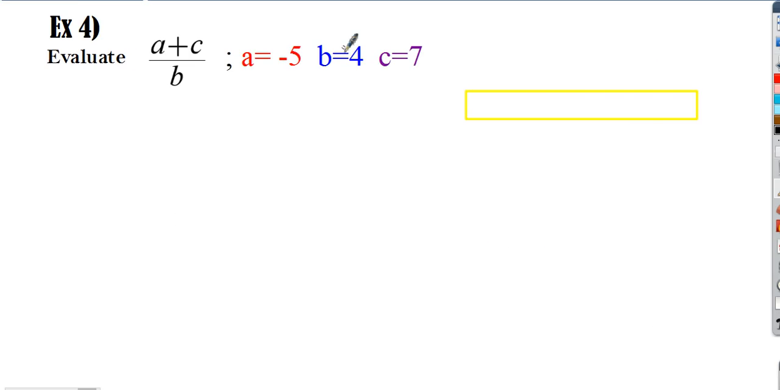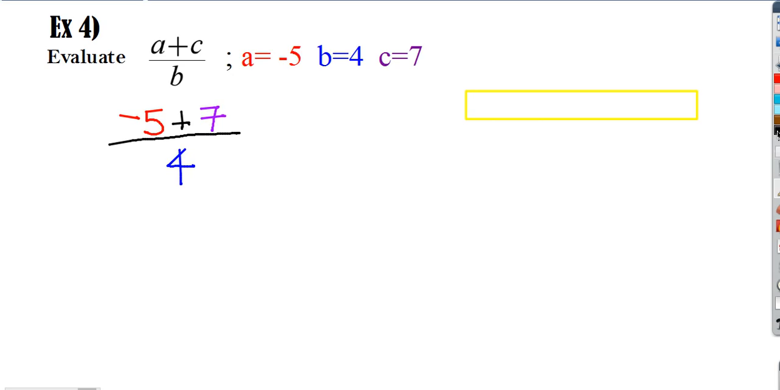Last example, okay? I promise. So this time we're going to be evaluating a plus c over b. This is a fraction form, okay? So let's replace a, b, c with the numbers. A is negative 5 plus c, which is given as 7, over the fraction bar, b, which is equal to 4.